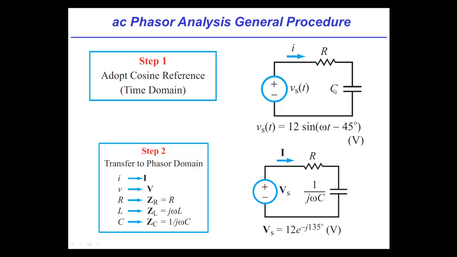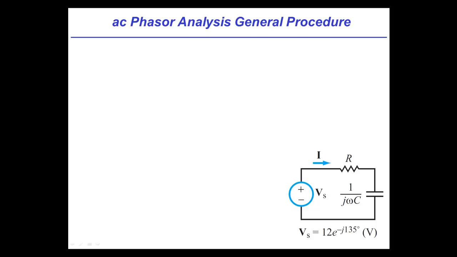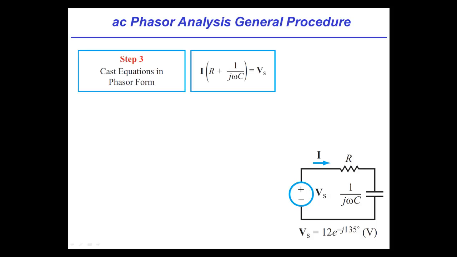Okay, and the C goes to 1 over j omega C. You just put that in there. That's the impedance of this device in the phasor domain. So far so good, we haven't had to do anything really difficult. All right, so now let's go ahead and try to perform an analysis on this.